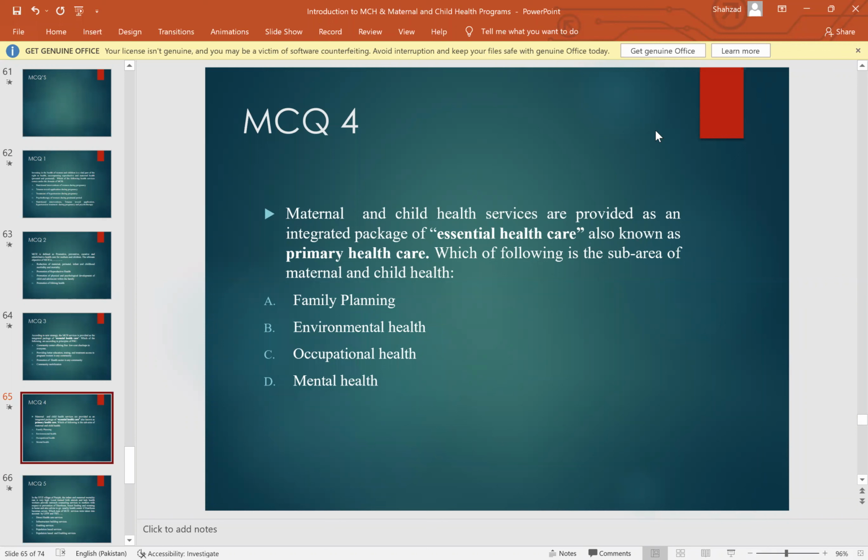Which of the following is the sub-area of maternal and child health? Family planning, environmental health, occupational health, mental health. Alpha. Alpha, yes, family planning.